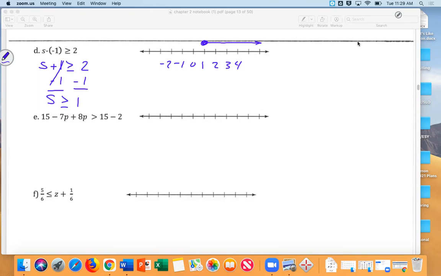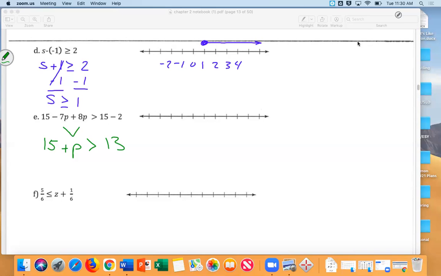All right. Now, E is very different because there's a lot going on, okay? But what I need to do is simplify things down first. So I need to combine like terms. What I want to do here on the left is combine my p's. -7p plus 8p. So I have 15 plus p, because -7 plus 8 is 1. It is greater than. 15 minus 2 is 13. So this whole mumbo jumbo reduces down to this simple problem.